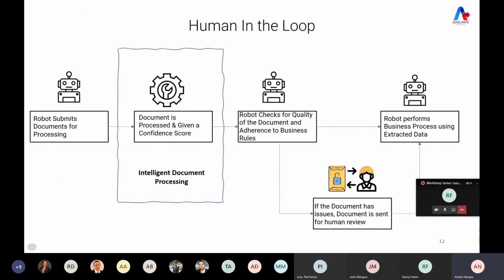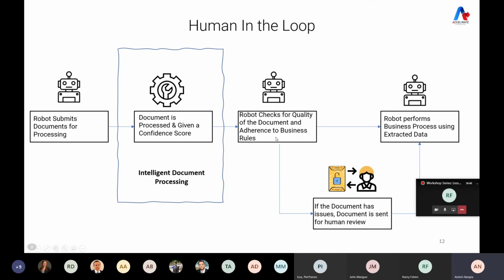So going by the next example, this is pretty much what we do: the robot generally submits documents to an IDP engine for processing. An IDP engine would do all the pieces of work that you saw earlier in terms of being able to extract and classify. Once that information is given, most of the IDP solutions also give you a confidence score in terms of how confident it was in the data that it extracted. Again, because of the different quality of documents.